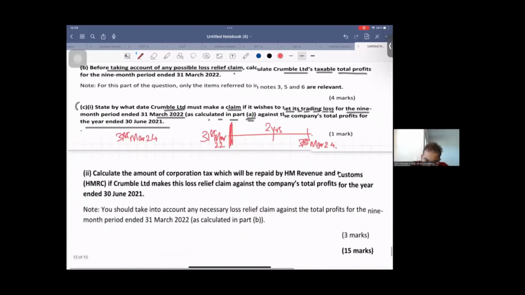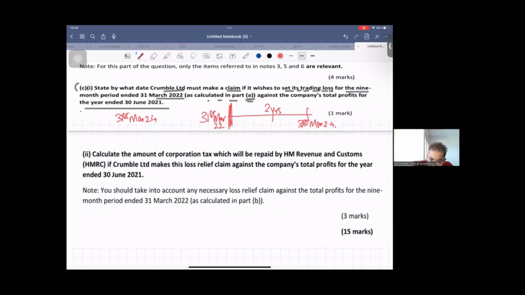One more requirement. Calculate the amount of corporation tax which will be repaid by HMRC if Crumble Limited makes this loss relief claim against the company's total profits. Obviously, listen, when we are in the same company, we are not talking about group of companies. Here it is the same company. So when same company set off, then same company set off always total profits.